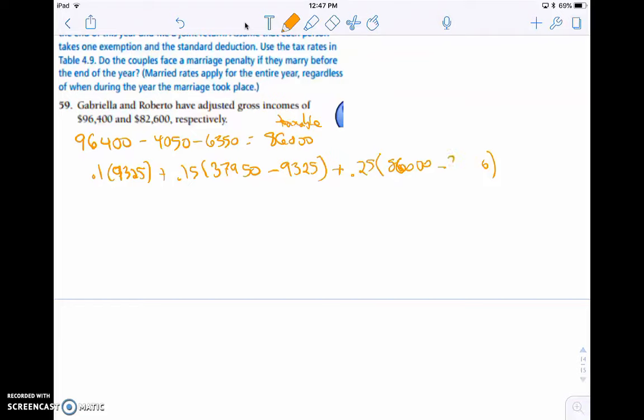Let's see. And if you multiply all that out and then add it together, we get, let's see, where did we go here? $17,238.75. Okay, and that would be for Gabriela. Now we're going to look at Roberto.